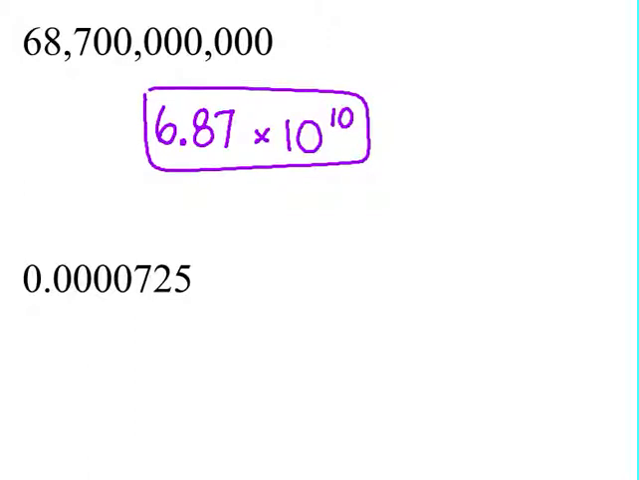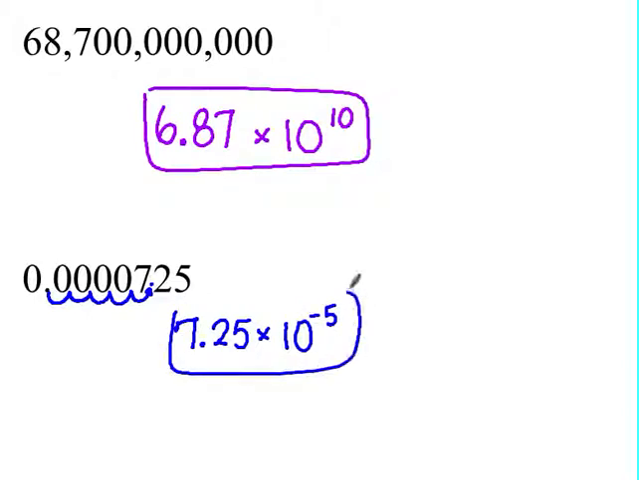All right, on the next one, where am I going to move the decimal? In between the 7 and the 2. Very good. So A is 7.25. How many times did I move it? 5, and it should be a negative 5 since it was less than 1 to start with.